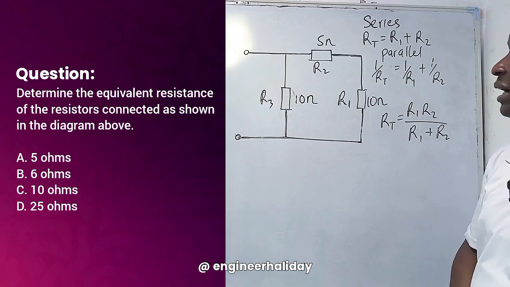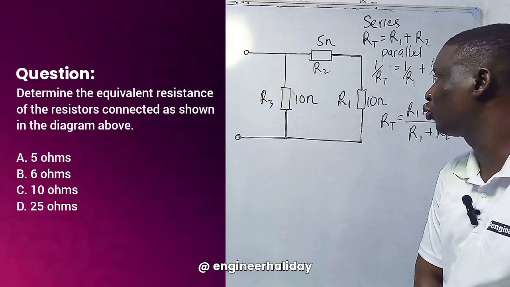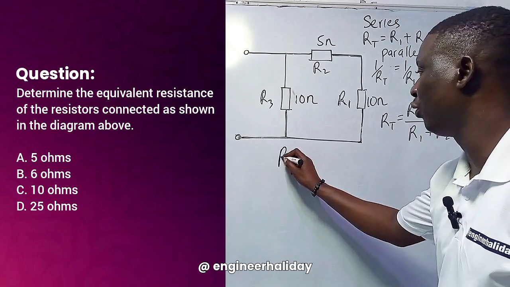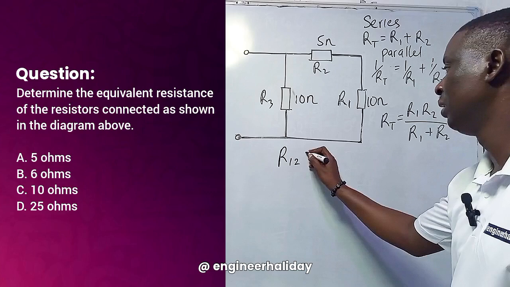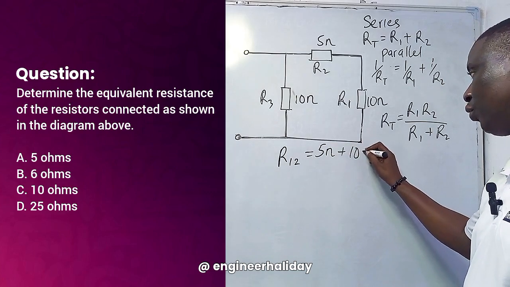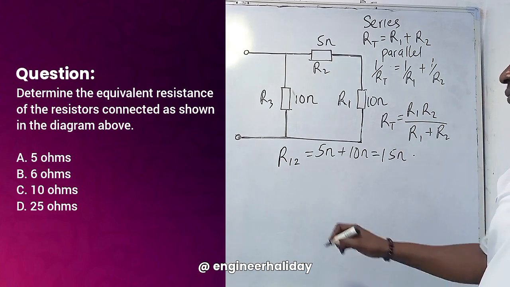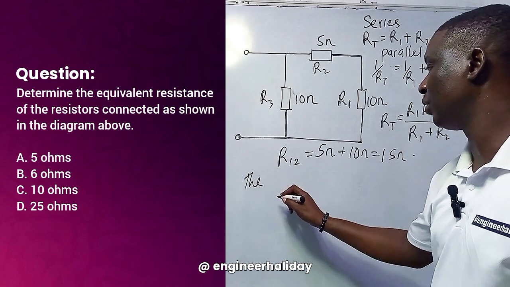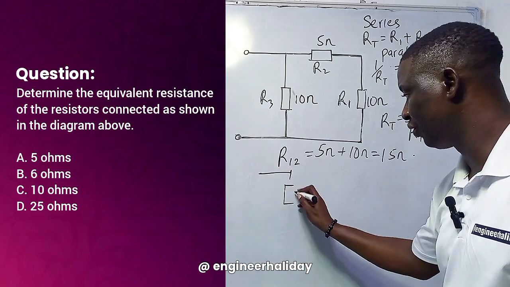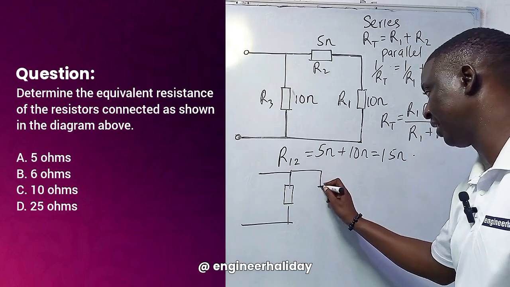So what I'm going to do now is simply to solve for R1 and R2 in series. So R1,2 is equal to what? 5 ohms plus 10 ohms. What would I have now? 15 ohms. Then you now see that the connection will reduce to something like this. Look at it. This is what we are going to be having, a rough sketch.